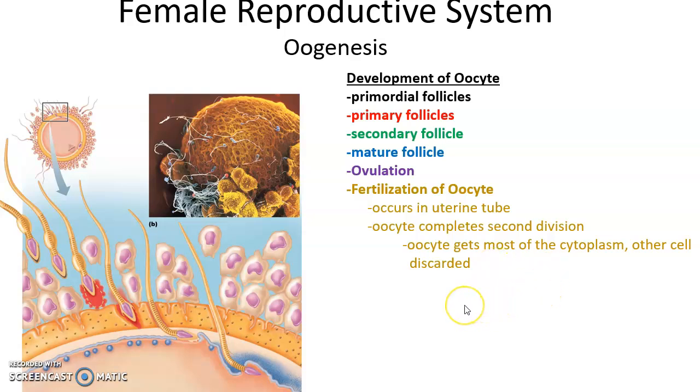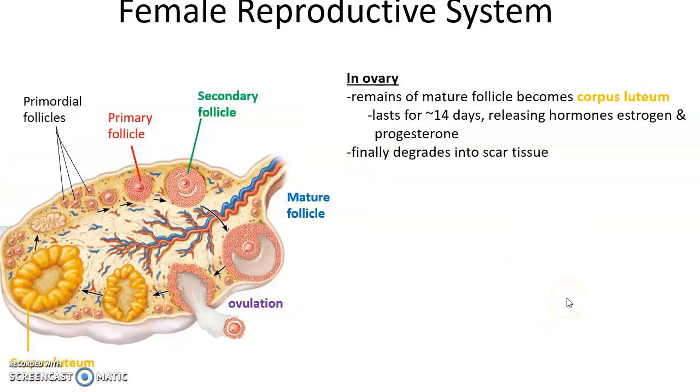Fertilization, as we mentioned, occurs in the uterine tube primarily. When fertilization occurs, the oocyte will undergo the second round of cell division, again giving us one cell with most of the cytoplasm and 23 chromosomes, and another cell with just 23 chromosomes and very little cytoplasm. That cell gets discarded. And then after that, the sperm will actually fuse with the oocyte.